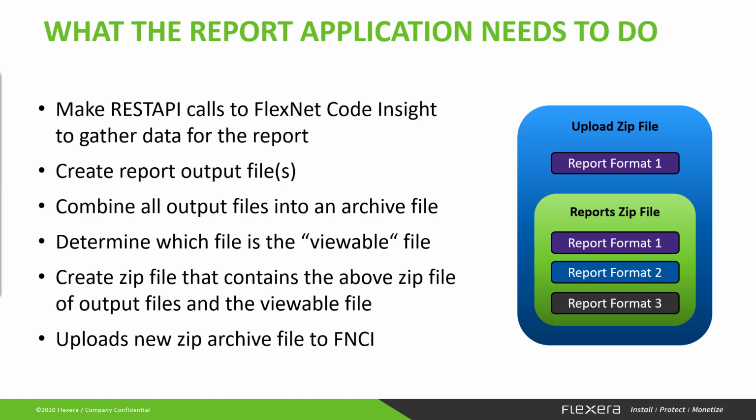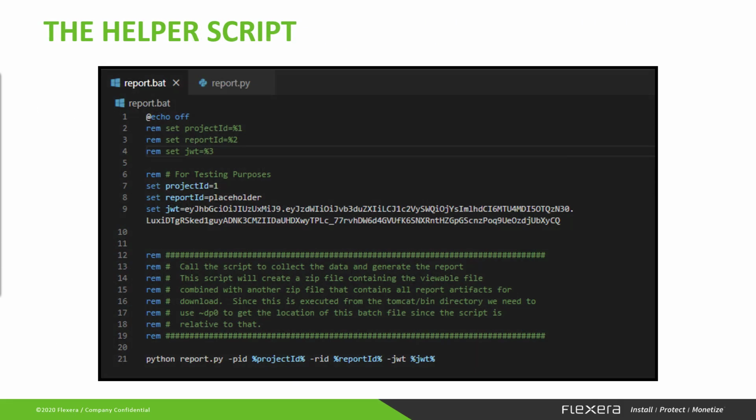And to wrap up the process, this final zip file needs to be uploaded to FlexNet Code Insight. This can be done within the report generation application, or if you're using an intermediary shell or batch file, you can use this to upload the final archive as well. So now let's take a look at the individual pieces we've discussed for the example report that I've created.